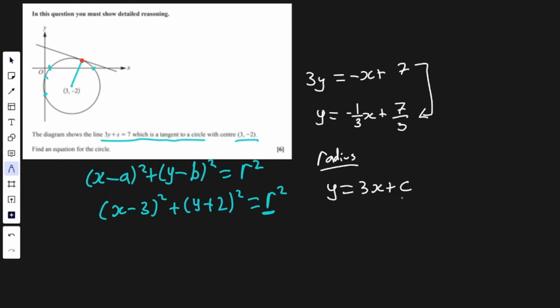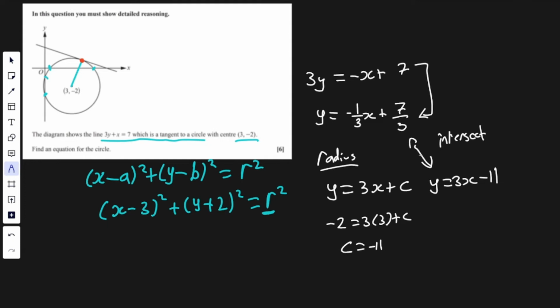So I've got one unknown here. I need a point or one piece of information. That's a point that it goes through. So minus 2 equals 3 times 3 plus c. That's going to give us c is minus 11. So y equals 3x minus 11. Now at this point, we want to find this red dot, this red coordinate. That's where our two curves intersect. So we're going to intersect these two curves.